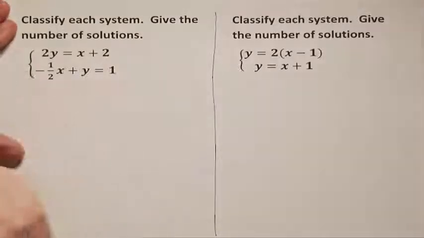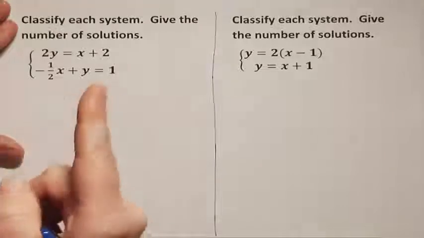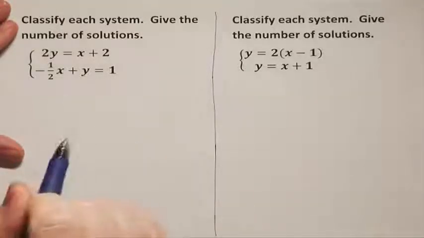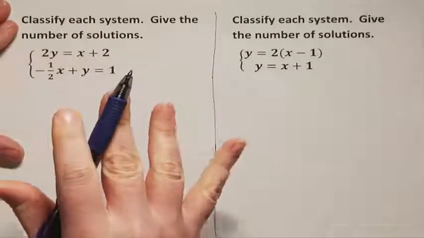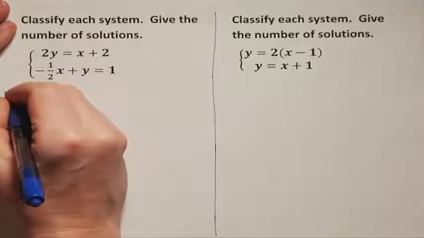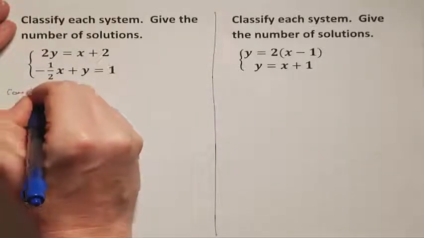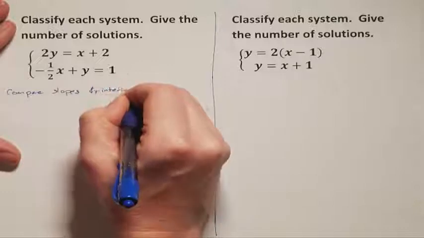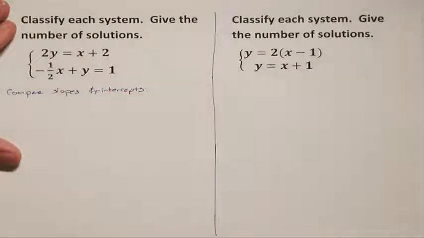So I'm going to go ahead and compare my slopes and my intercepts and see if I can decide: do they have one intersection, no intersections, or all of the intersections? So let's go ahead and look at this. I'm going to choose to compare slopes and intercepts.